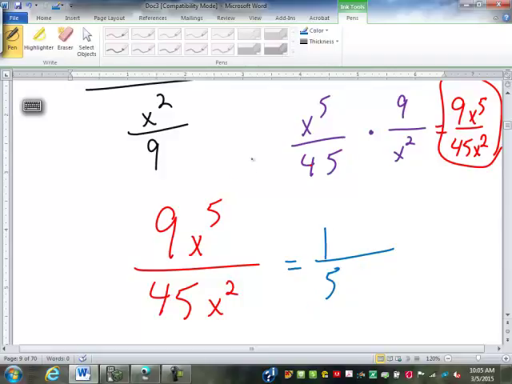How about x to the 5th and x squared? Is it going to go top or bottom? Top, and it'll be to the 3rd. 5 minus 2 is 3. So I didn't need the 1 up here. If you left the 1 in there, it wouldn't be wrong. But the answer is just x to the 3rd over 5. It doesn't like the 1s, does it?